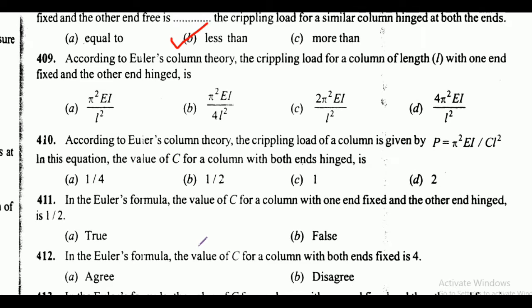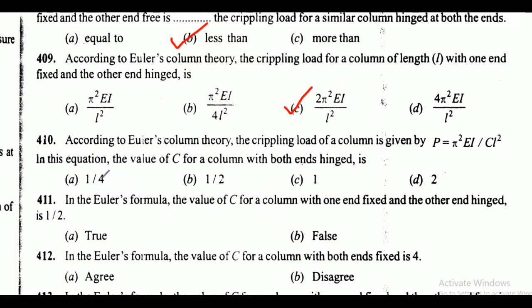Next is, according to Euler's column theory, the crippling load for a column of length L with one end fixed and the other end hinged is, here friends these are the options, and here correct answer is option C, that is 2 pi square EI upon L square.